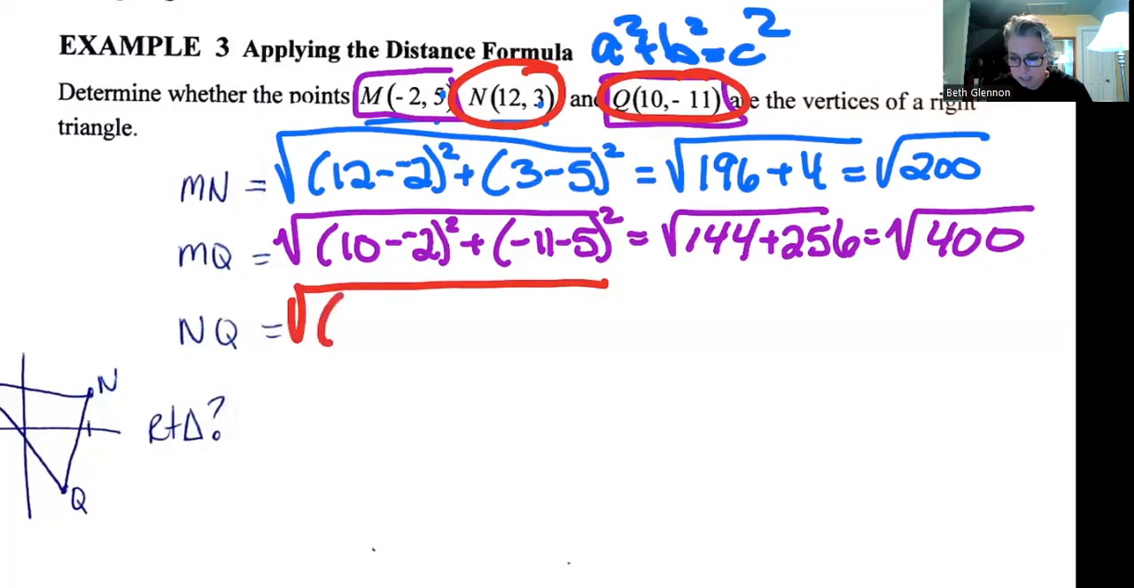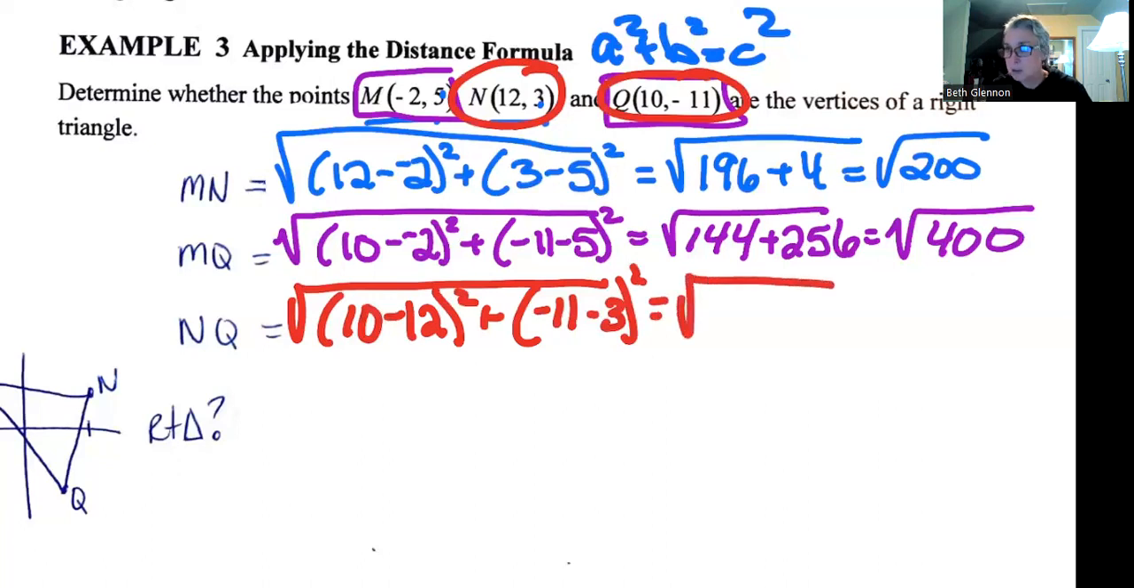So that would be 10 minus 12 squared plus the difference of the y's. That would be negative 11. I started with this coordinate, so I'm going to go negative 11 minus 3, and I'll square that. So let's see. This would first give me negative 2 squared, which would be 4. So the square root of 4 plus negative 14 squared, again, keeping it positive, that's 196. So that gives me a square root of 200.